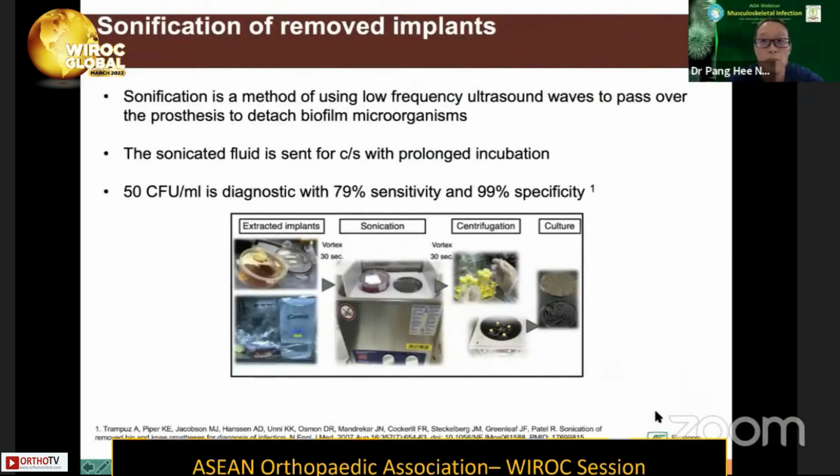Sonication is very useful to maximize the yield from our explanted implants. So we pass low-frequency ultrasound waves over the prosthesis to detach the biofilm organisms. This can increase the yield by up to 30 times.